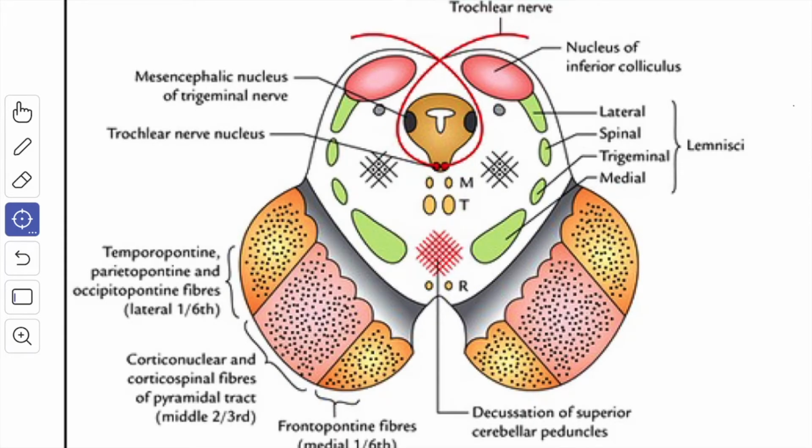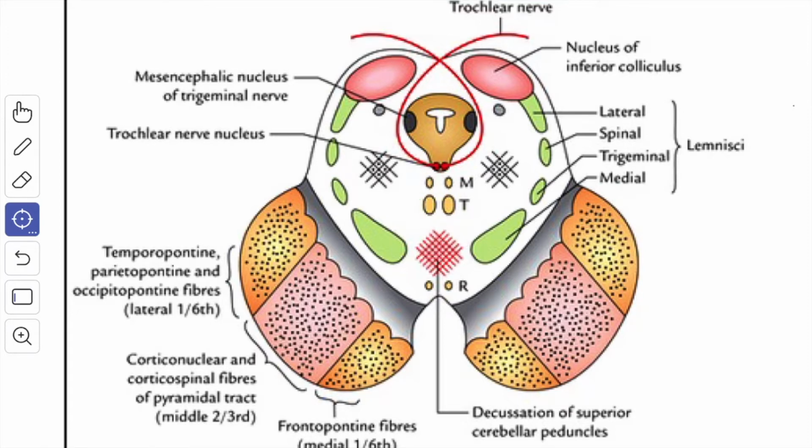This is a transverse section of the midbrain at the level of the inferior colliculus. When you see here, this is the trochlear nerve nucleus. It is situated in the central gray matter, ventral to the cerebral aqueduct. So this is the cerebral aqueduct. It lies ventral to the cerebral aqueduct, close to the midline at the level of the inferior colliculus. It is just caudal to the oculomotor nucleus, and its ventral aspect is related to the medial longitudinal fasciculus.